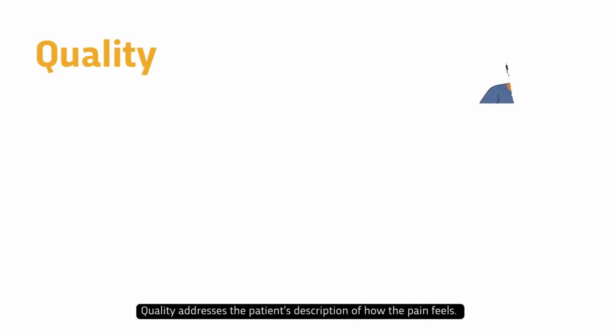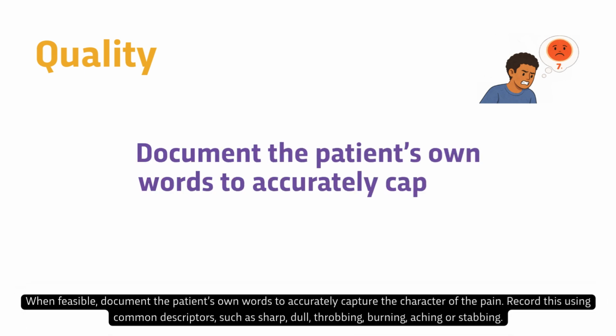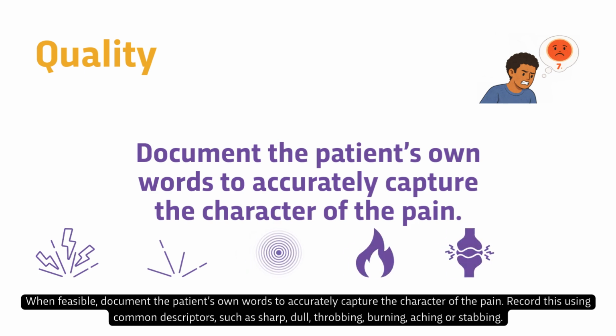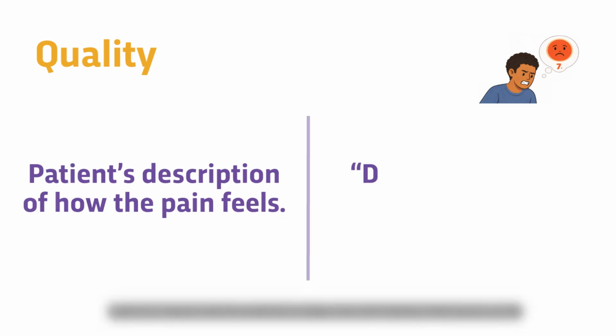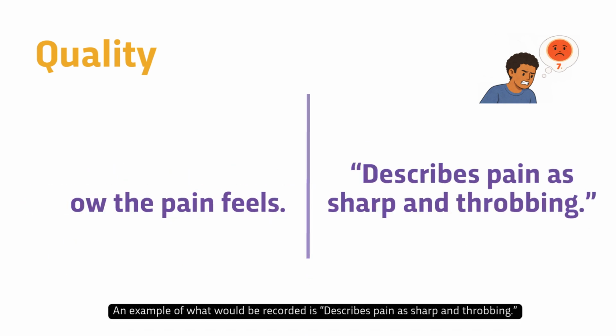Quality addresses the patient's description of how the pain feels. When feasible, document the patient's own words to accurately capture the character of the pain. Record this using common descriptors such as sharp, dull, throbbing, burning, aching, or stabbing. An example of what would be recorded is, describes pain as sharp and throbbing.